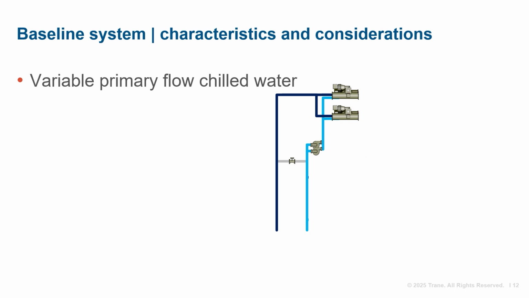To start, let's define the baseline system. This is what we'll compare against as we demonstrate the increase in system efficiency through system configuration decisions. Our baseline system has variable primary flow chilled water in blue. These are water-cooled chillers, so the upper salmon-colored lines represent the condenser loop. Only one tower is depicted in the diagram.